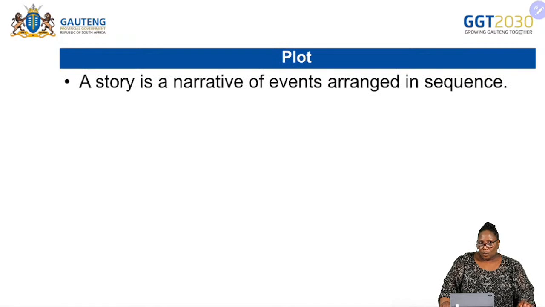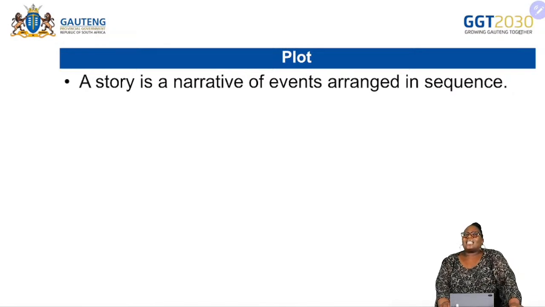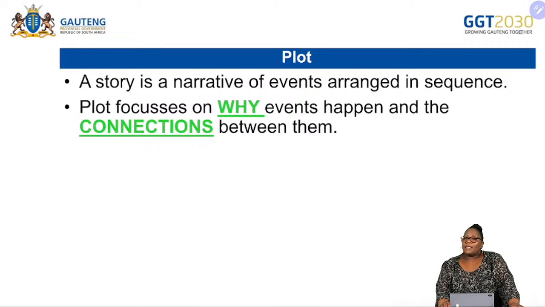Plot. We start with a plot. We will get how many marks? 4 marks. What is a plot? A plot is a story, a narrative of events arranged in sequence. You wake up in the morning, you make a prayer, you brush your teeth, that sequence, following each other in that way.